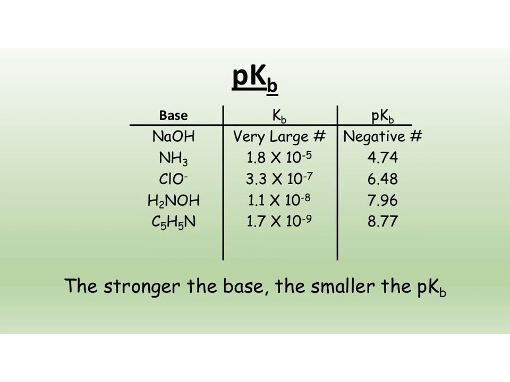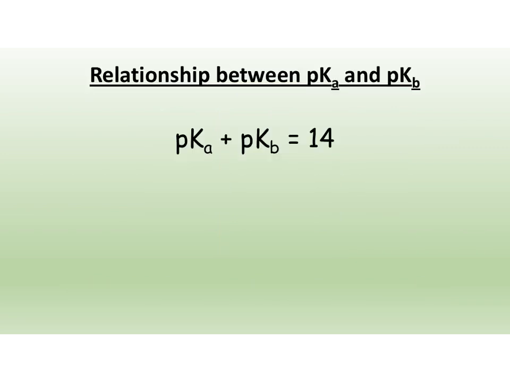All right, pKbs. Again, it's all about looking at our Kbs. Here, this one is a very large number, they don't even give us a value. And then you see that the numbers get smaller and smaller. That means they're getting weaker and weaker as we go down. And then you see that the pKbs are doing the opposite. As the Kbs are getting smaller, the pKb is getting larger. And the very strong ones have the smallest, or often negative, pKb.